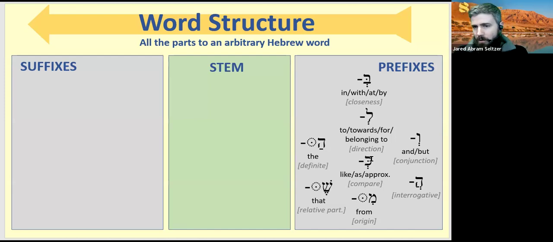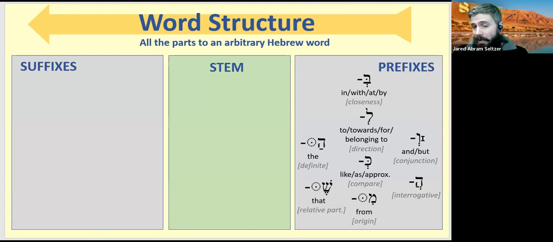Kaf compares: like, as, approximately, about, according to, something like that. And then this right here is a mem with a chirik and a dagesh in the following letter because it comes from the word min. Min means from, and the min can prefix onto a word, and the nun gets lost into a dagesh. Those are all of your prepositions.